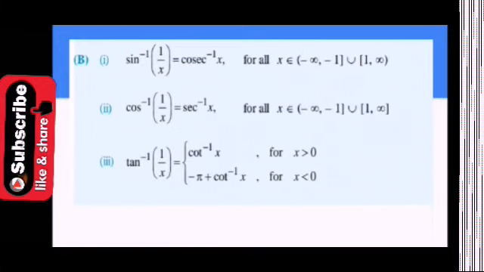So here we have learned some more segments. Let's go into detail on each and every one. Sin inverse 1 by x equals cosec inverse x. It is simple, nothing to worry about. You can assume sin inverse 1 by x, and here tan inverse x equals cot inverse x, which is equal to minus pi plus cot inverse x. This we will prove. Let me show this.